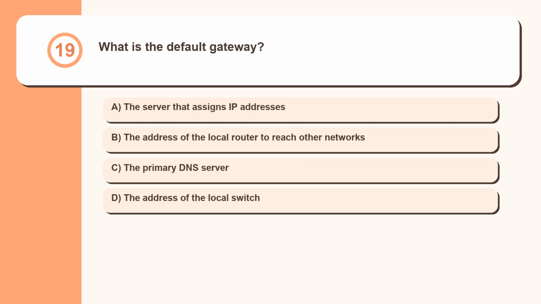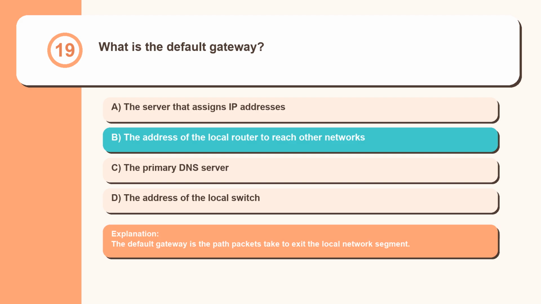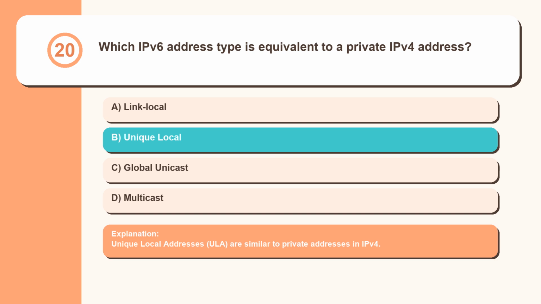Question 19. What is the default gateway? The server that assigns IP addresses, the address of the local router to reach other networks, the primary DNS server, the address of the local switch. The default gateway is the path packets take to exit the local network segment. Question 20. Which IPv6 address type is equivalent to a private IPv4 address? Link local, unique local, global unicast, multicast. Unique local addresses, ULA, are similar to private addresses in IPv4.